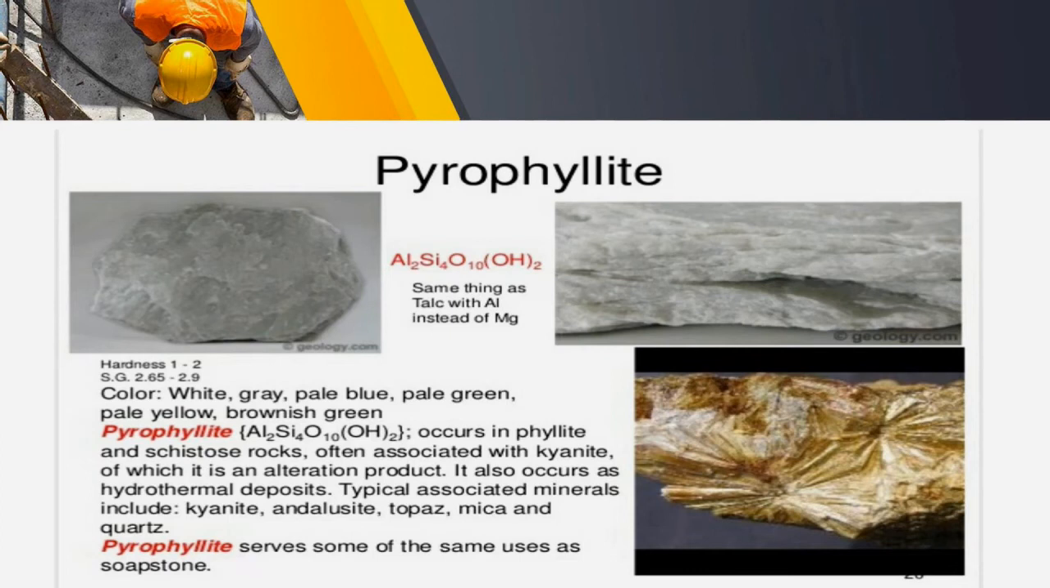Ito naman yung pyrophyllite. So, andito yung mga details niya. So, yung chemical properties niya is parang same lang rin siya dito sa talc. Ang color ng pyrophyllite is white, gray, pale blue, pale green, pale yellow, and brownish green. Yung pyrophyllite, ginagamit siya as soapstone. Alam niyo ba yung soapstone? Parang hinahalo rin siya sa tiles. Para siyang soap, pero hindi siya bumubula.